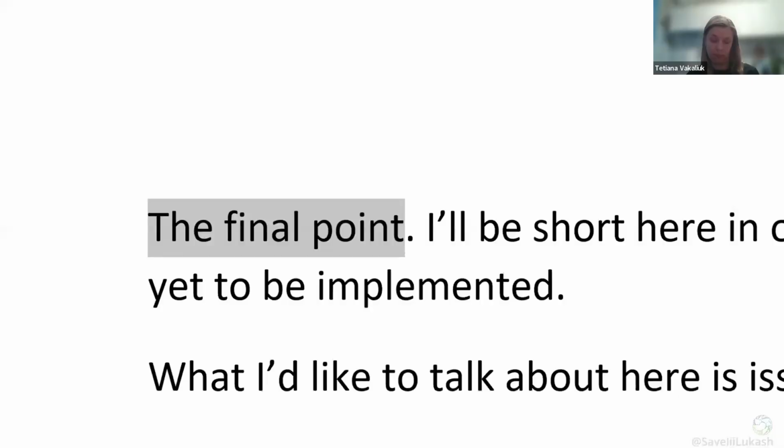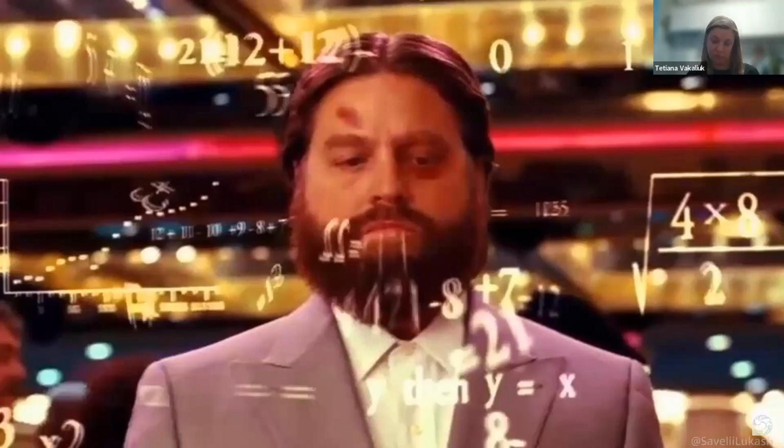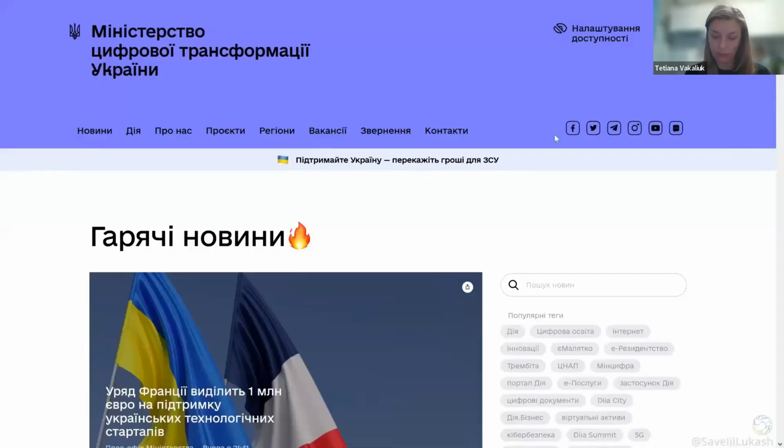The final point, I'll be short here in order to save you time, also it's kind of really new idea that is yet to be implemented. What I'd like to talk about here is issuing and verifying documents using blockchain. A great leap in this field can be contributed to the Ministry of Digital Transformation of Ukraine with their project DIA.